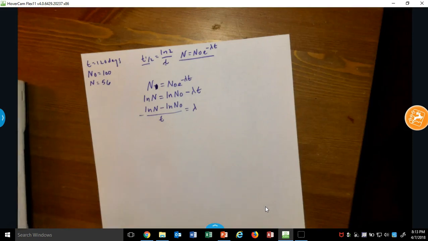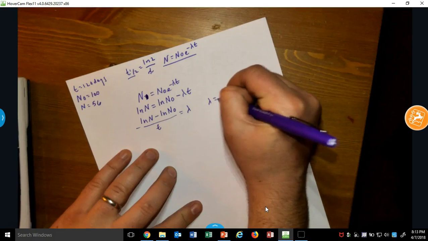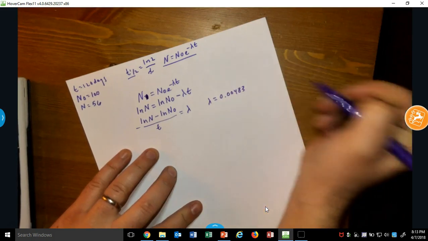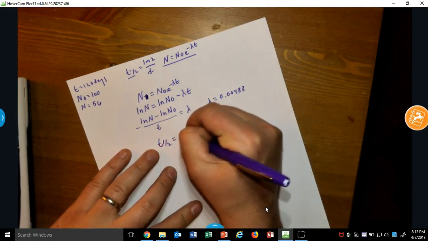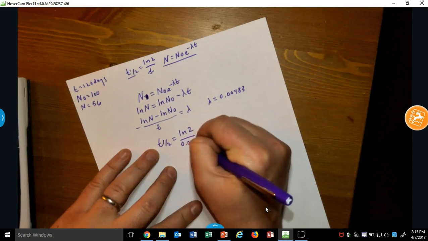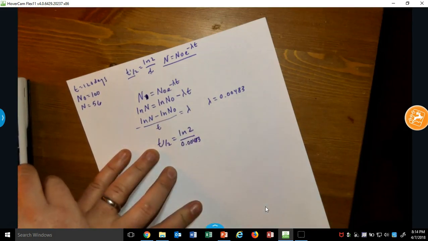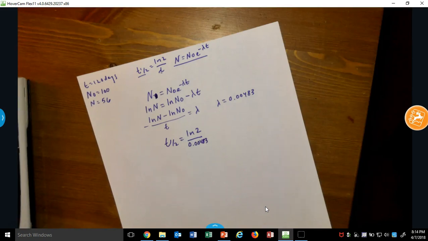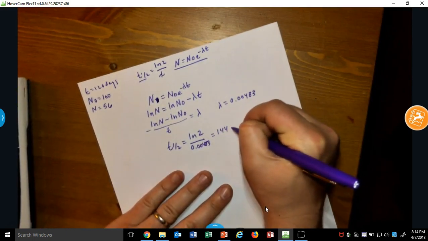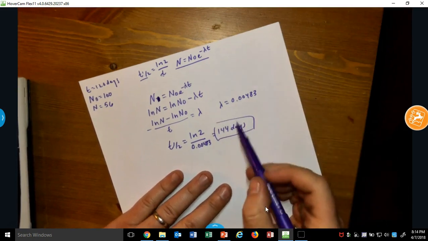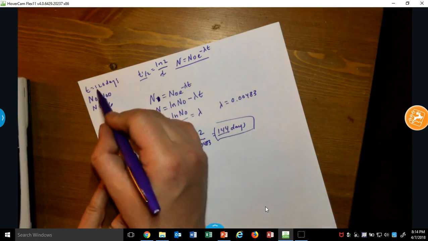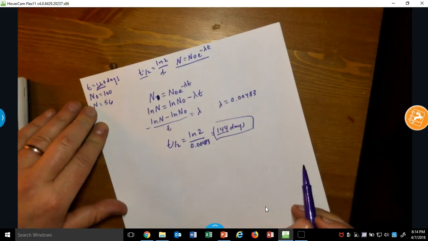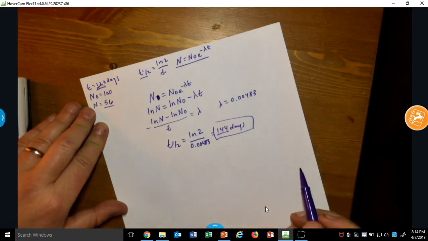Now when we do that, and I already did this to save time, we get that lambda equals 0.00483. Now that we know that, calculating half-life is a snap. It's the natural log of 2 divided by 0.00483. I'm going to have to actually do that. And that gives us 144 days. Now this answer makes sense because the half-life is 144 days. Since 120 days have elapsed, that is just under one half-life, and we have just over 50% of our isotope remaining.